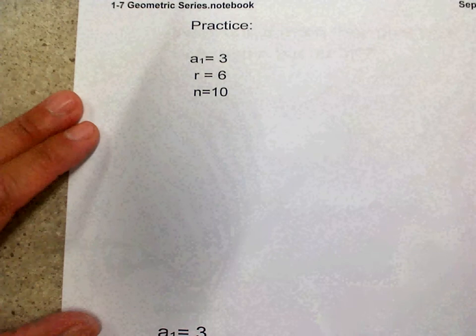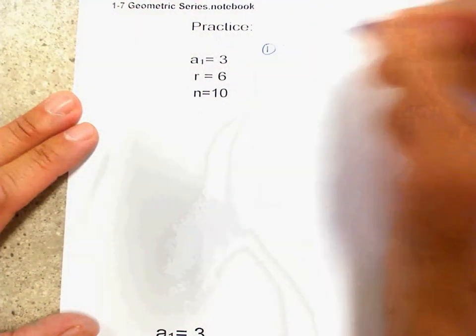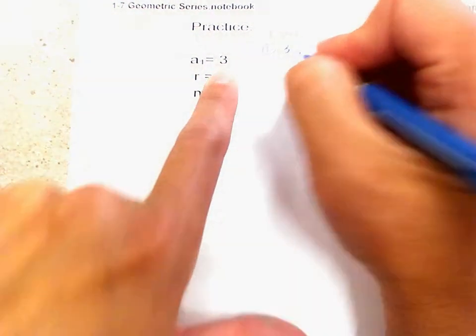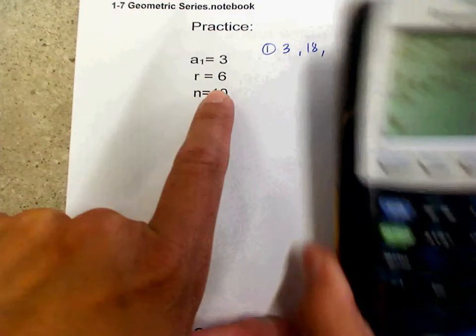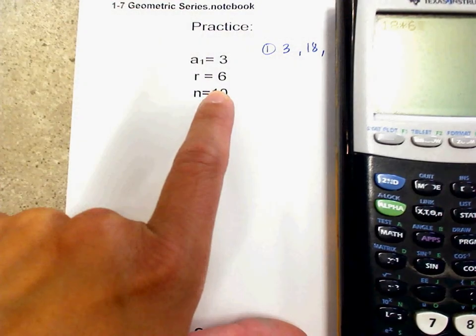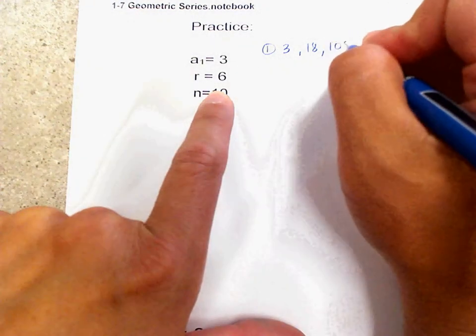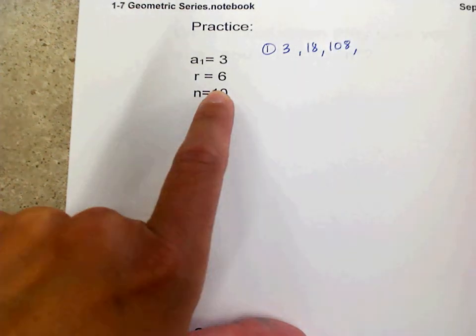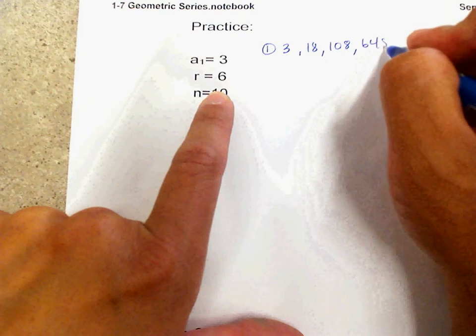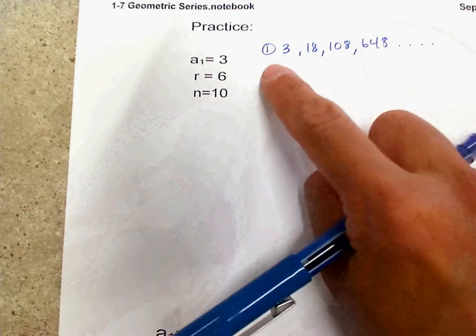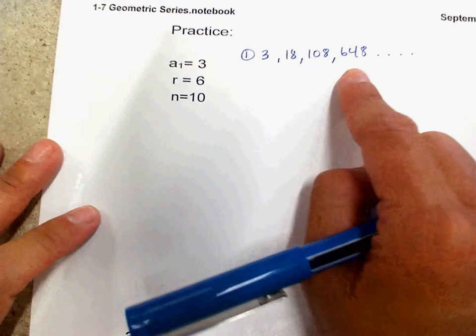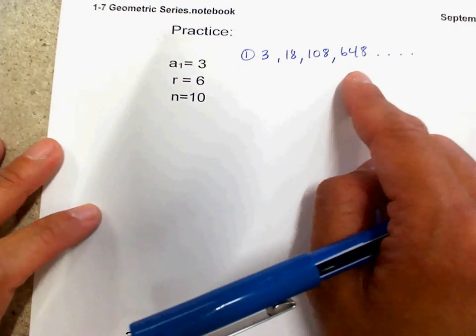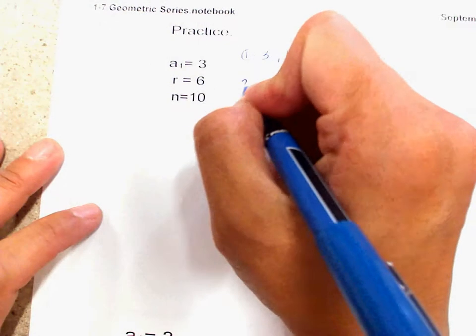Method 1. I start off at 3. I multiply times 6. 3 times 6 is 18. 18 times 6 is 108. Times 6 is 648, dot, dot, dot, dot. Do you guys see how you can do it like that? And you add it 10 times? You can do that. But that's too long. Let's do the sigma. Okay?